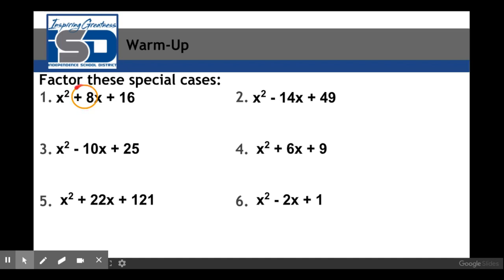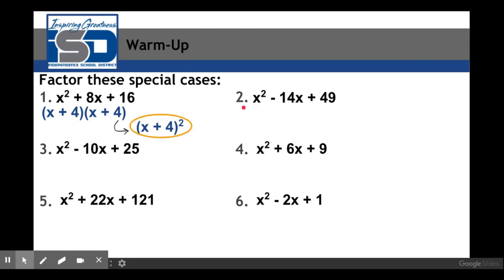I definitely want to know what the sign is in front of my b term, because that determines what sign goes in both of my factors. Since it was a positive 8, I have a positive 4 and a positive 4. This special case can be written as a square: x plus 4 squared.